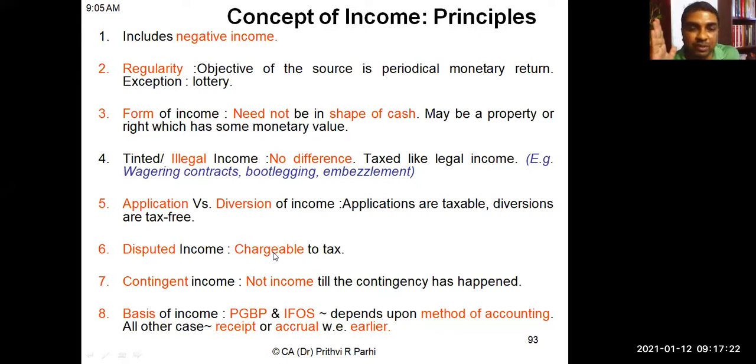Then contingent income. Contingent income means income which is uncertain. They are not income till the contingency has happened. Let us say it is agreed that if you sell 100 units, you will be given a commission of 1 lakh rupees. Unless you have actually sold 100 units, that 1 lakh rupees is not accruing to you, because the contingency has not happened. That income is contingent upon sale of 100 units of product.